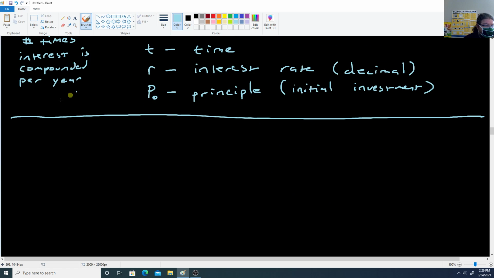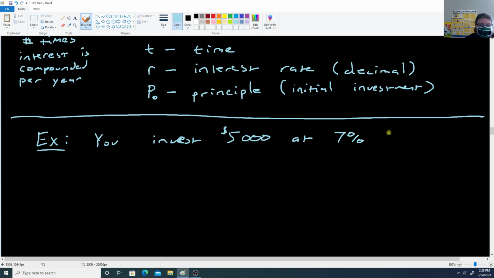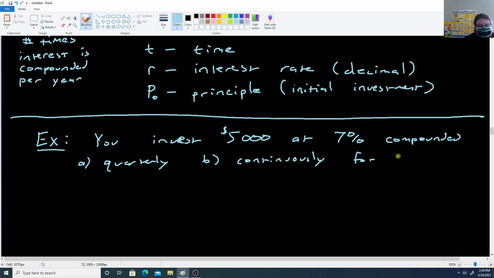So for an example involving those, let's say you invest $5,000 at 7%, compounded part A quarterly, part B continuously, for 8 years. We'll say how much do you have in the account at the end of 8 years?